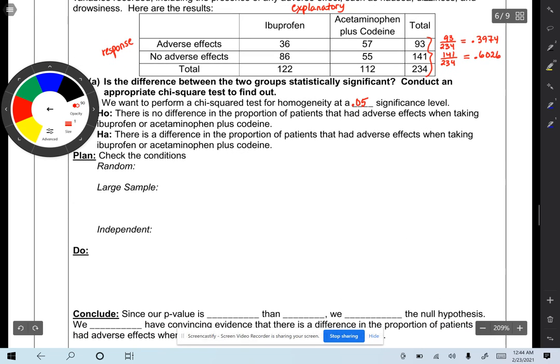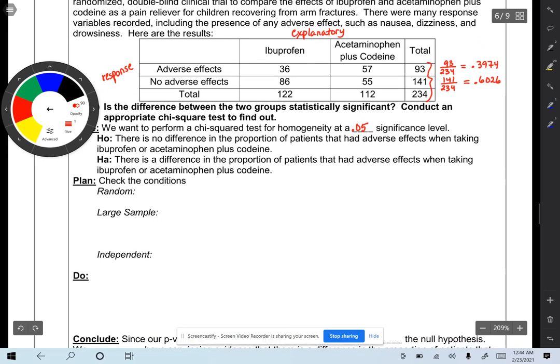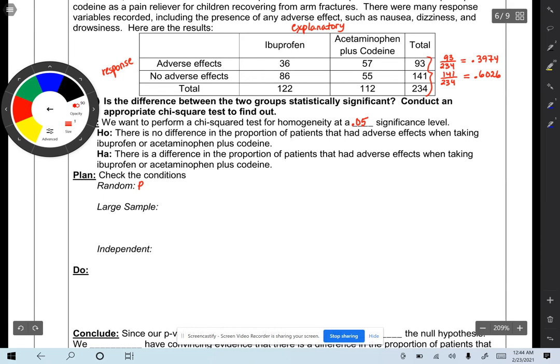Checking the conditions. This one is not a random sample, but is a random assignment. It's an experiment, so we want to establish cause and effect. So random assignment of 234 kids.